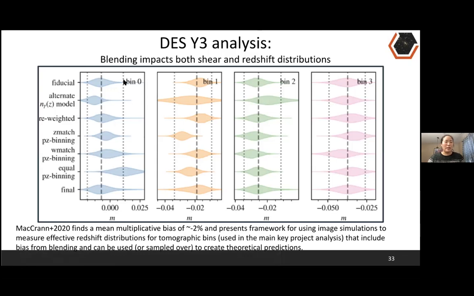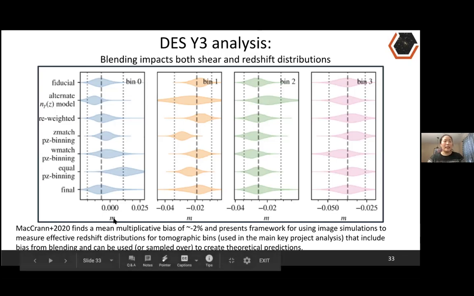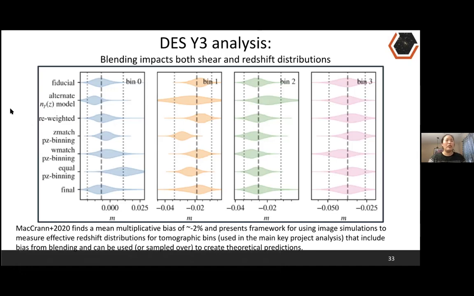And just quickly, these are for the 4 tomographic bins, so bins of redshift, for which we're measuring the shear correlation functions. It's the multiplicative bias on the x-axis, and then there are different methods of treatment for the redshift distributions. And because this is a very new approach, we're not quite certain which of these are the best method for doing the treatment of the redshifts.